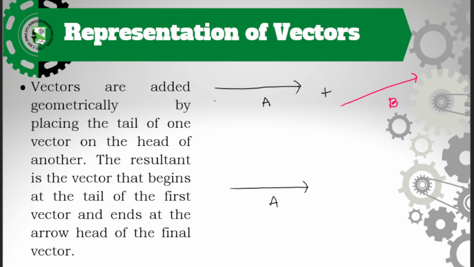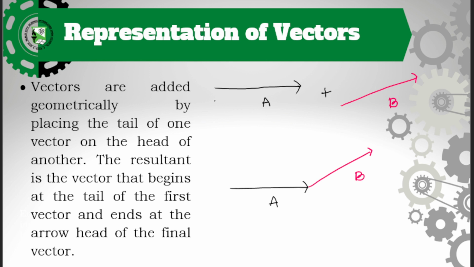arrowhead niya, okay, and then i-write mo na or i-draw mo na si vector B. So, end-to-end po tayo. Kung ano yung end ni vector A, which is its arrowhead, lalagay mo yung tail ni vector B, tapos i-draw mo na yung direction ni vector B.